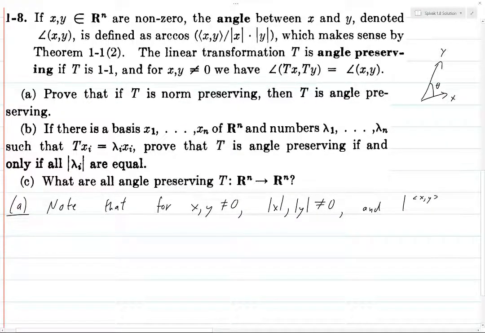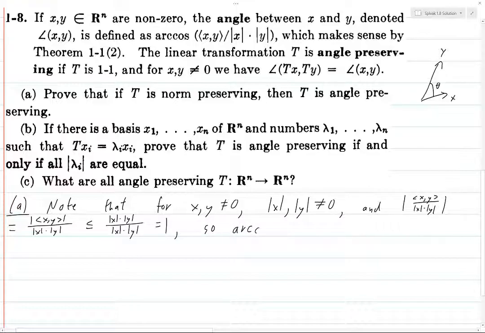So if we just look at the inner product of x and y over the norm of x times the norm of y, well, we know that this is just an absolute value, because this inner product is a number, and on the bottom we've got numbers. So this is the absolute value of the inner product of x and y over the norm of x times the norm of y. And we know by theorem 1-1-2 that the absolute value of the inner product is less than or equal to the product of the norms. And then we keep the denominator the same, but this is just 1.